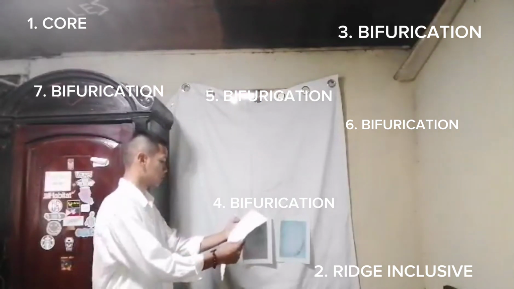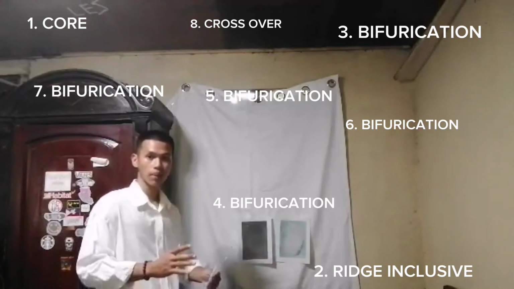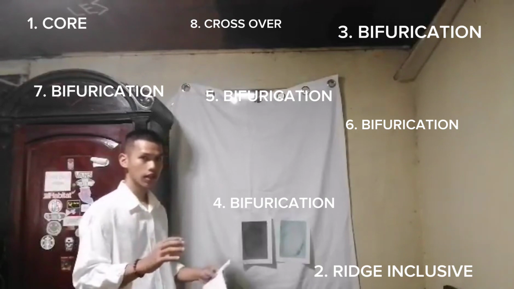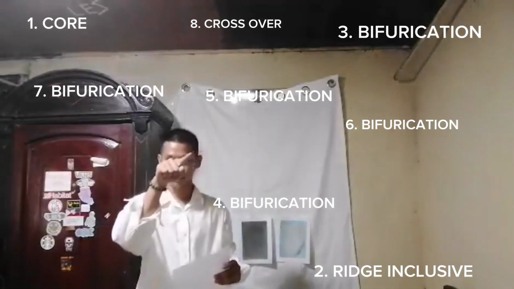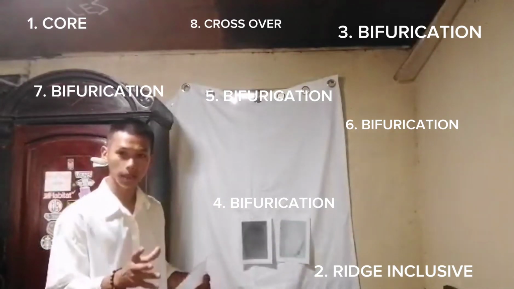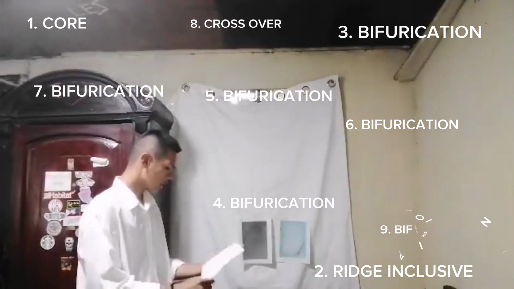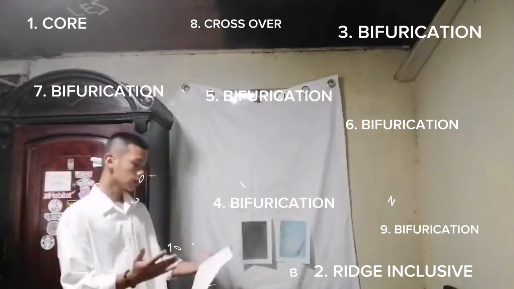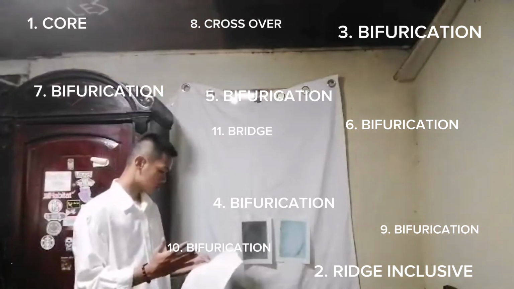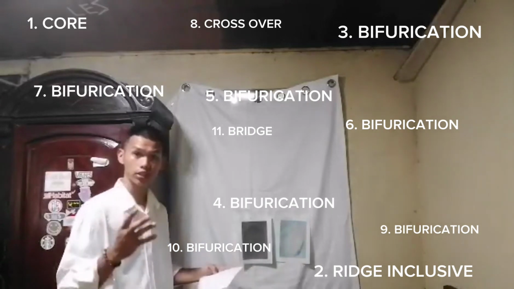Number 8 is crossover, the ridges interlapping each other, like this. That is crossover, ridges interlapping on each other. And then next, bifurcation again, number 8. Number 9, bifurcation. Number 10, bifurcation. And number 11 is bridge. So a bridge connects adjacent ridges.